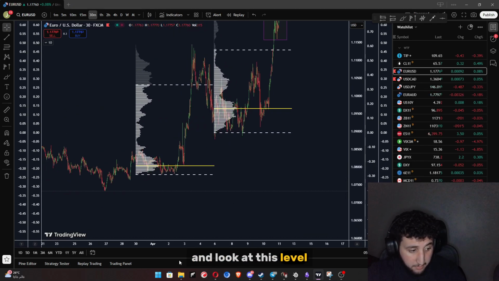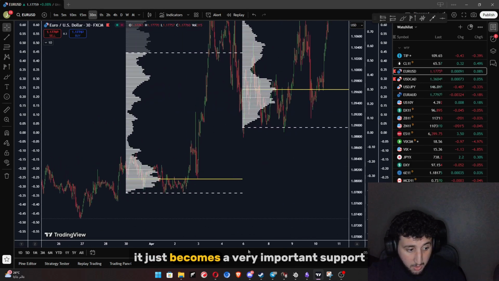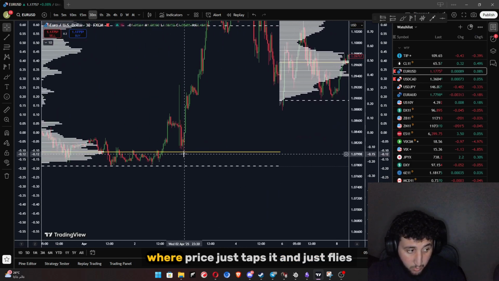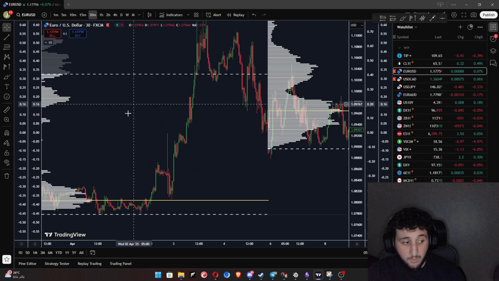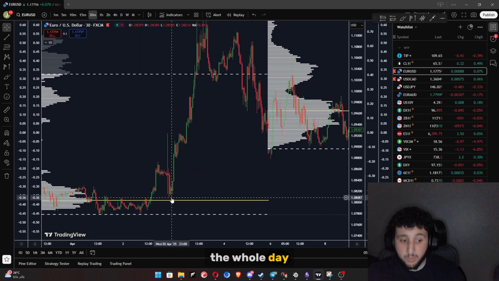And look at this level. It just becomes a very important support where price just taps it and just flies, because buyers and sellers were trading here the whole day.